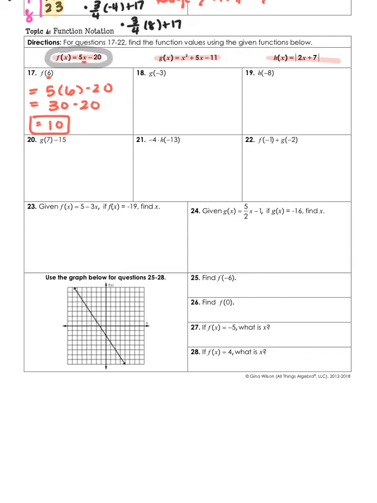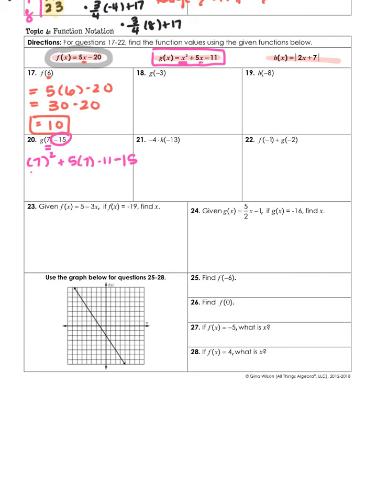For number 20, it says to do g of 7 minus 15. So I'm going to use this g function here, and where there is an x, I'm going to plug in 7. So I have to do 7 squared plus 5 times 7 minus 11. Notice I plugged it into both x spots. I also can't forget to subtract my 15 at the end.